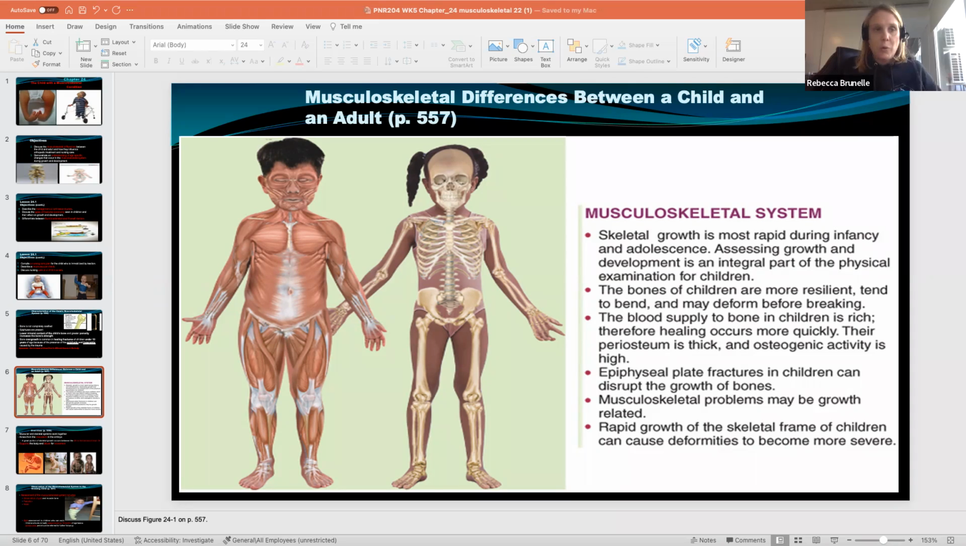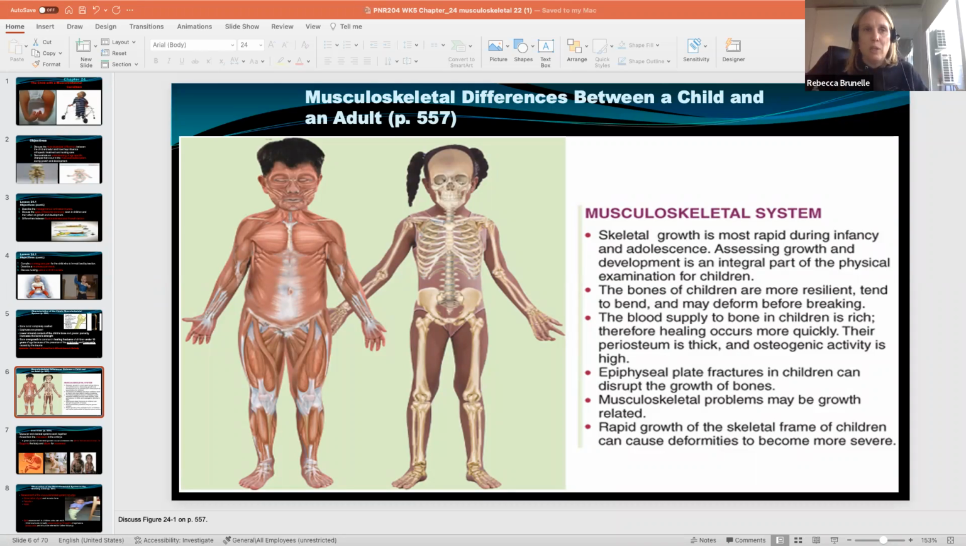Okay, so when we're talking about kids and their musculoskeletal system, one of the main things to really think about is that kids are still growing. So they have rapid growth of their skeletal system, and they actually have some protection against breaking bones. They're resilient, they bend more than adult bones. They have more blood supply, so healing occurs more quickly.